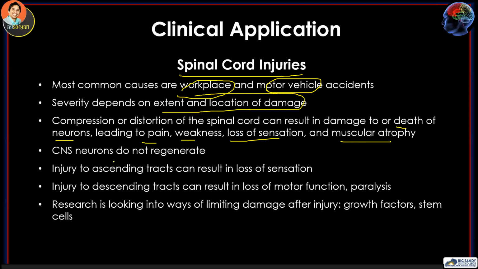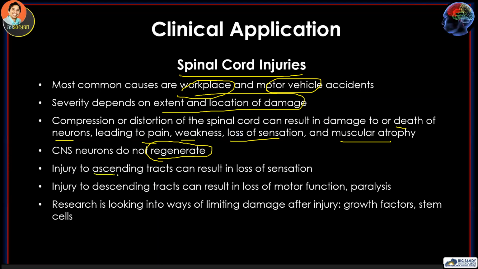The CNS neurons do not regenerate. Remember that. Neurons in the CNS will not be able to divide or reproduce. When they die, that's finished. That's done. There will be no reproduction or division of neurons in the CNS, the spinal cord and the brain.